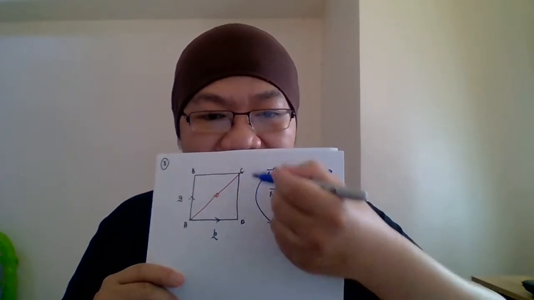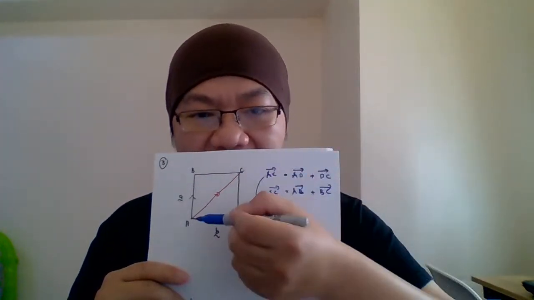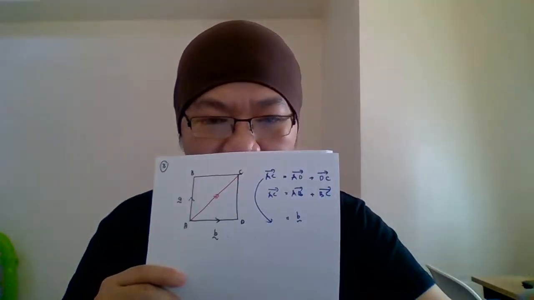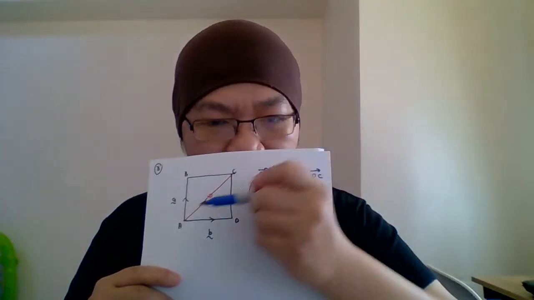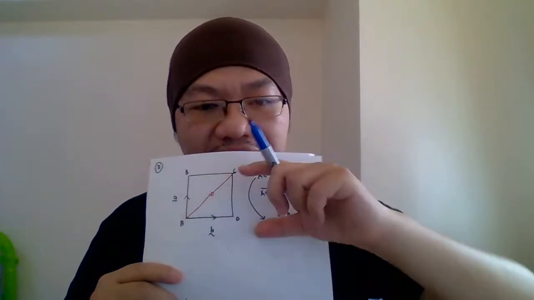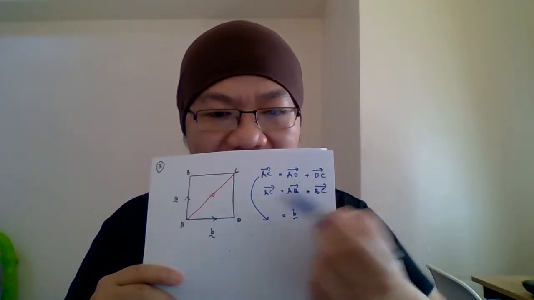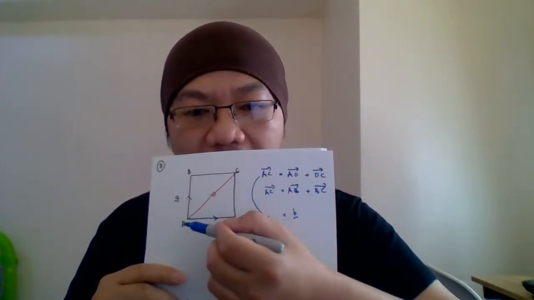And then plus DC. For DC, we don't have a vector, right? But you must notice that DC and AB are parallel to each other, and also equal vectors. You see this length and this length, they are the same length. That's why, even though we don't have the value of DC, we can replace DC with AB. So it also becomes the AB vector, so it becomes B plus A.